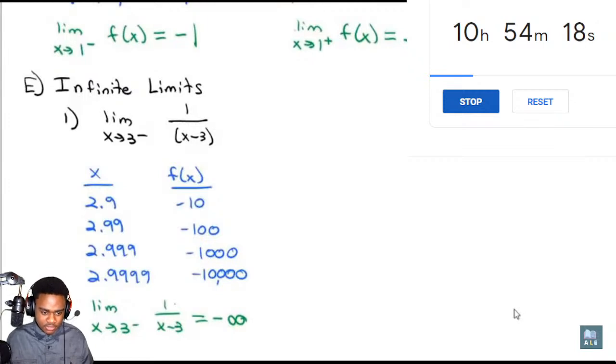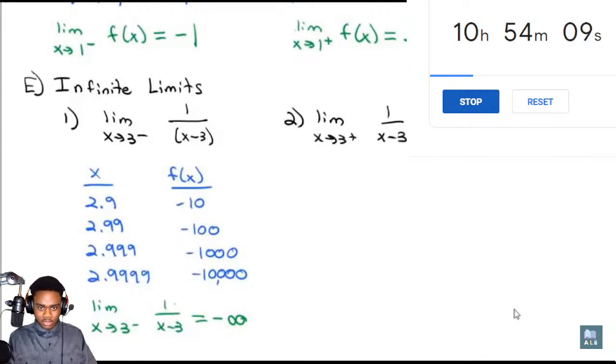In fact, a similar thing happens if we go to the other side of the function. Let's take the limit as x goes to 3 from the right of 1 over x minus 3, and look at various values for x and how f of x compares.